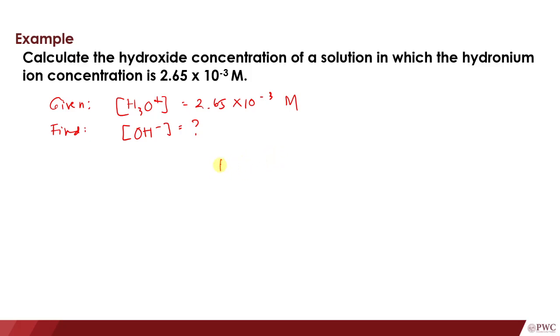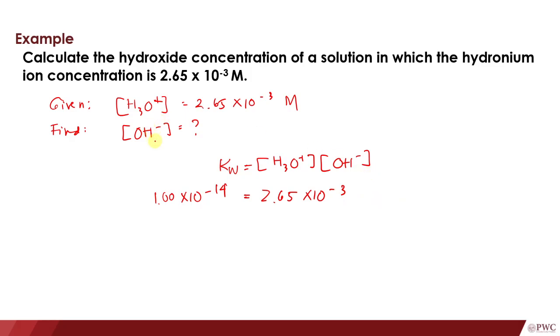So let's use the Kw equation. Kw is equal to the molar concentration of the hydronium ion times the molar concentration of the hydroxide ion. Of course, Kw is a constant. It's always equal to 1.00 times 10 to the power of negative 14. The hydronium ion is given here, 2.65 times 10 to the power of negative 3, and we are finding the value for the concentration of OH minus. Again, this bracket is read as the concentration of the substance inside the bracket.